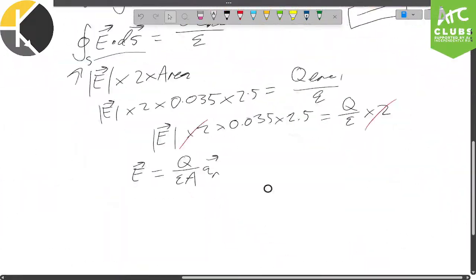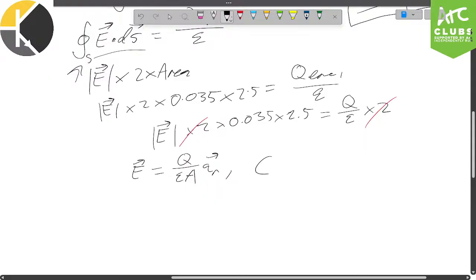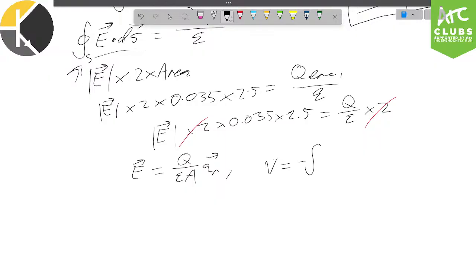Now we need to determine the capacitance. The way we determine capacitance, just remember, we first need our voltage. So V equals minus the integral of E dot D, I'm going to use dr this time.